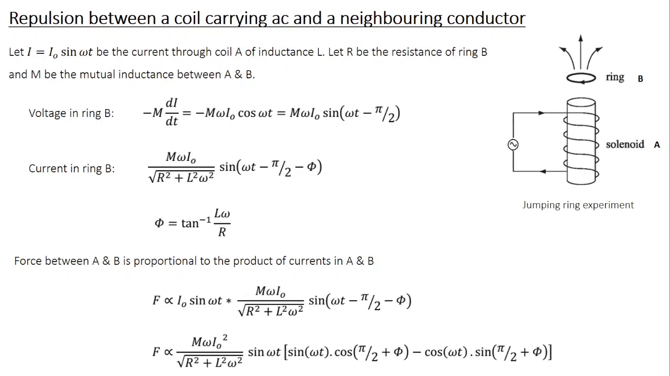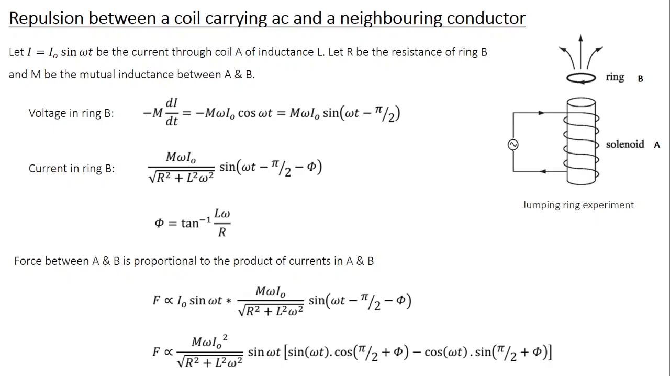Now let's try to understand what's happening here more mathematically, using the phase relation between voltage and current we have learned so far. Let's try to give a mathematical description to this jumping ring experiment. So let's imagine that I equals I naught sine omega t is the AC current flowing through coil A, and let capital L be the inductance of coil A. Coming to ring B, let R be the ohmic resistance of ring B, and let capital M be the mutual inductance between solenoid A and ring B.